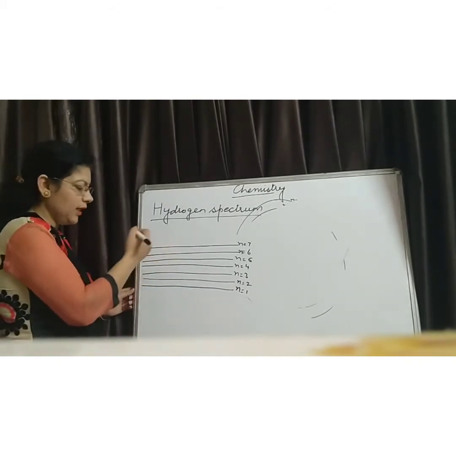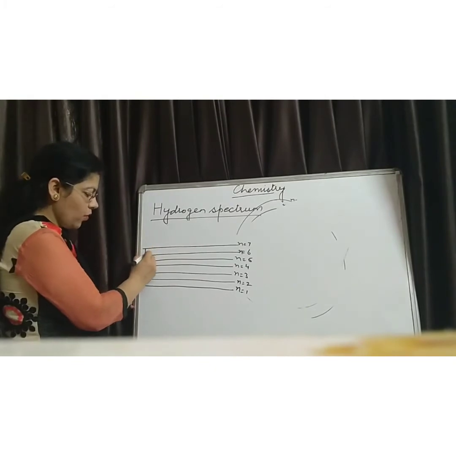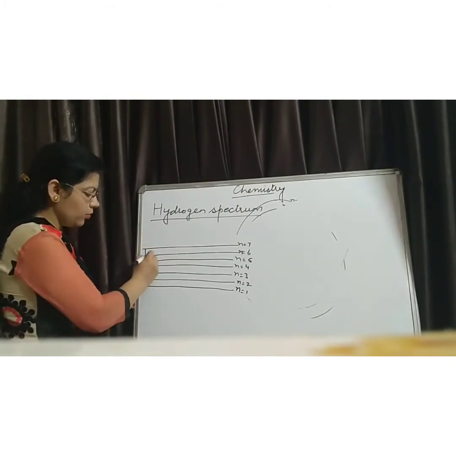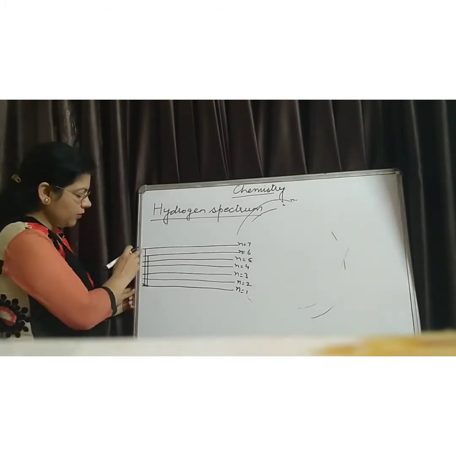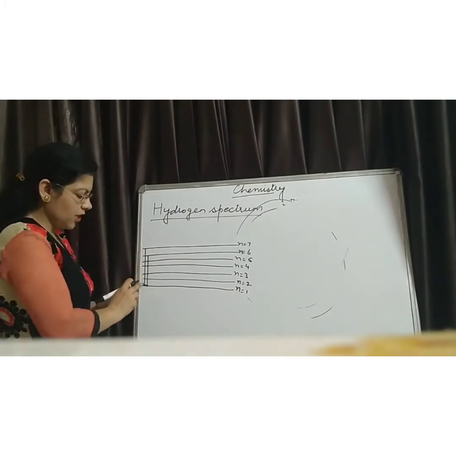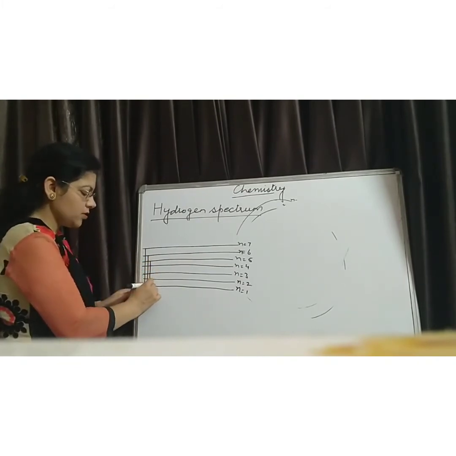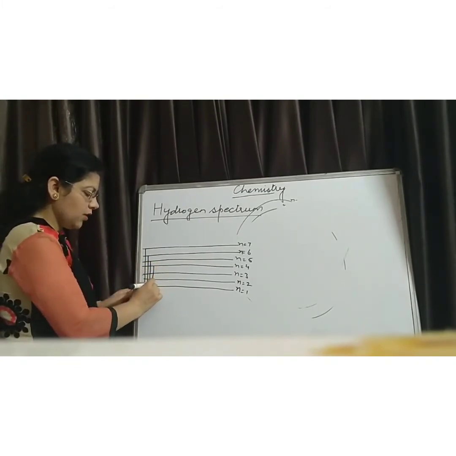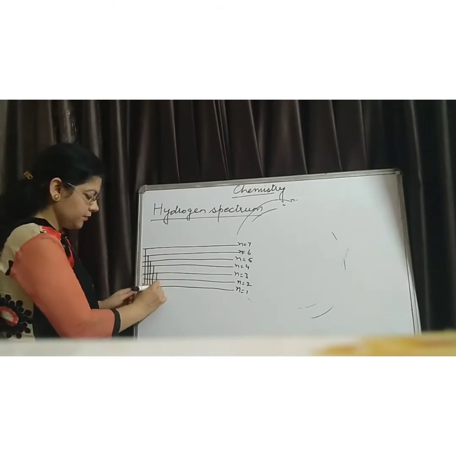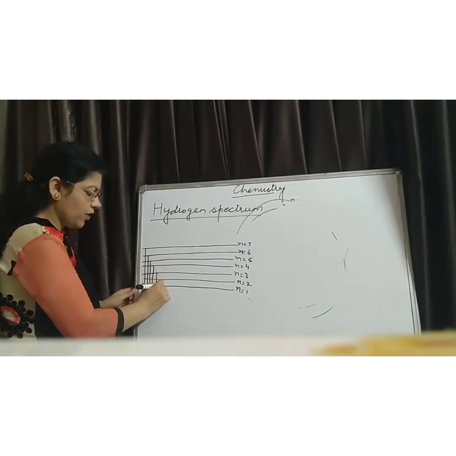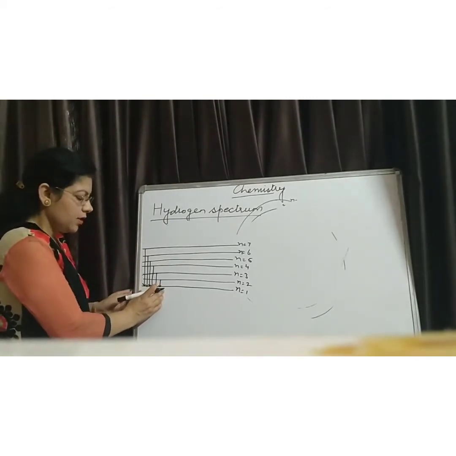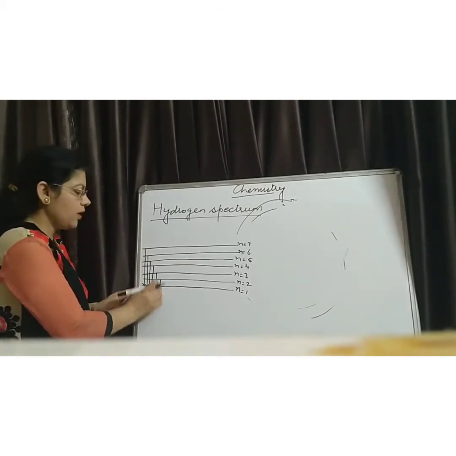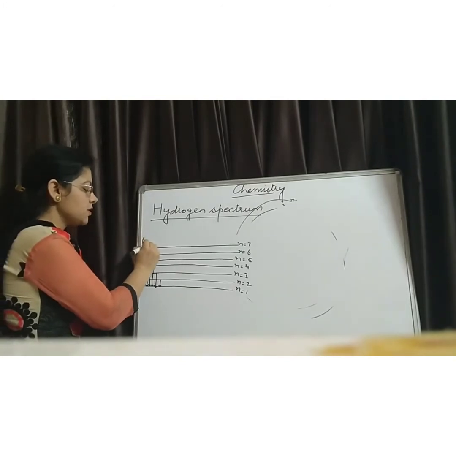Whenever the electron jumps from excited state to its ground state, means when the electron comes either from 7th orbit to 1st, 6th to 1st, 5th to 1st, 3rd to 1st, 2nd to 1st, a line is observed and this line is known as the Lyman series.